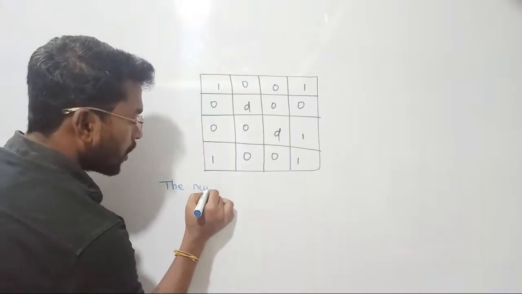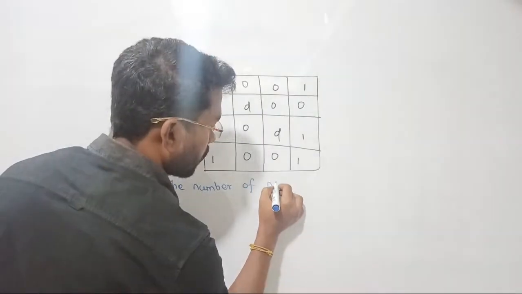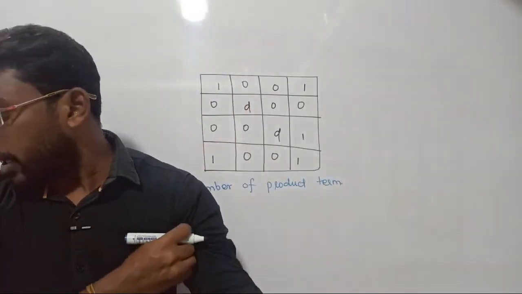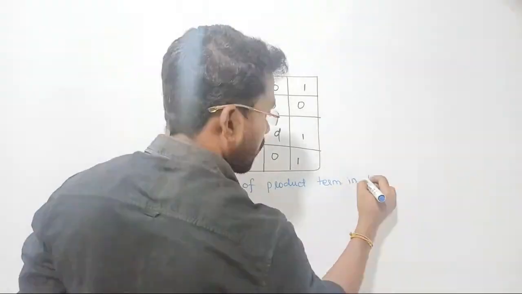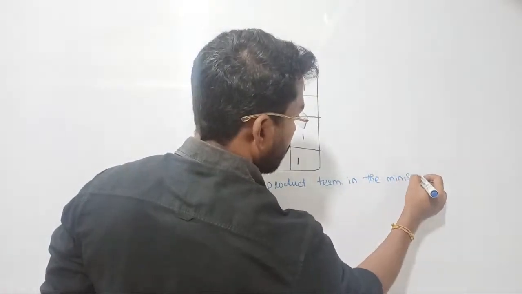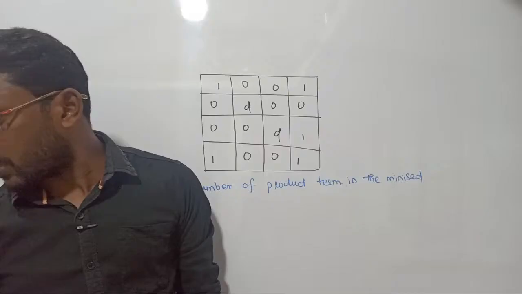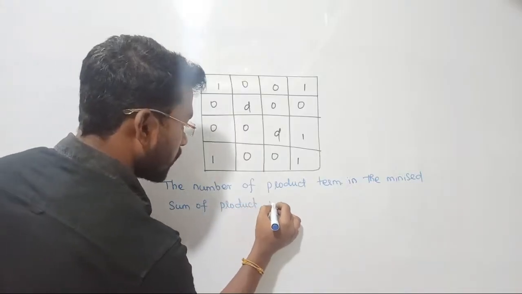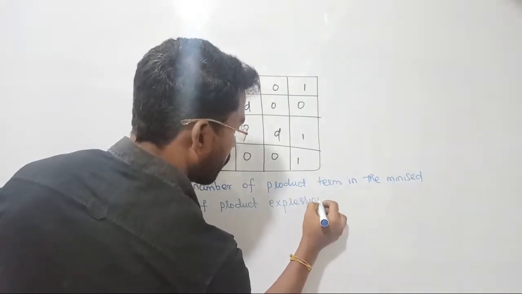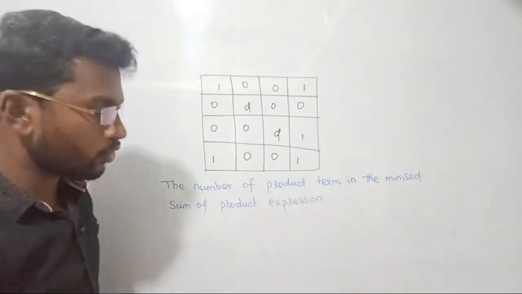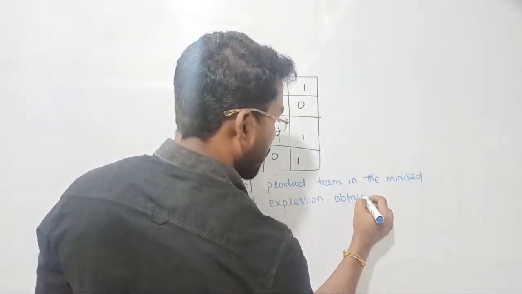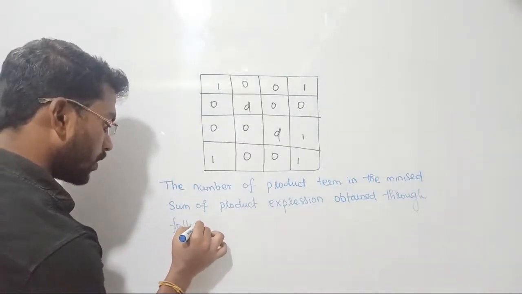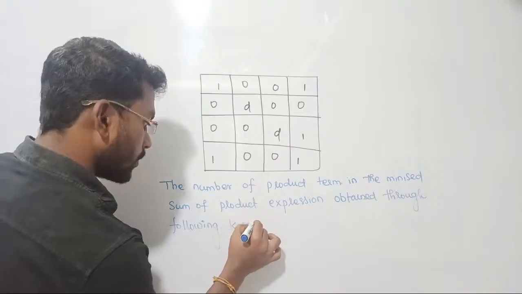The number of product terms in the minimized sum of product expression obtained through the following KMAP.